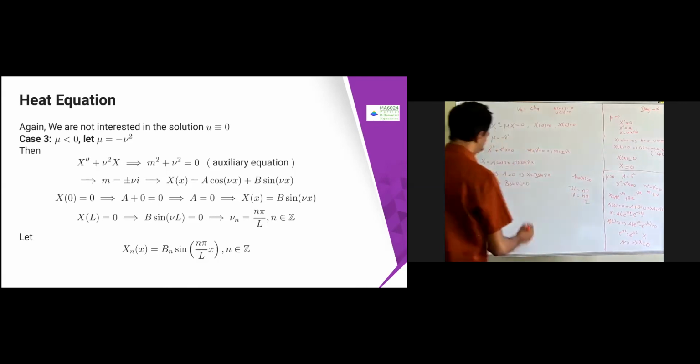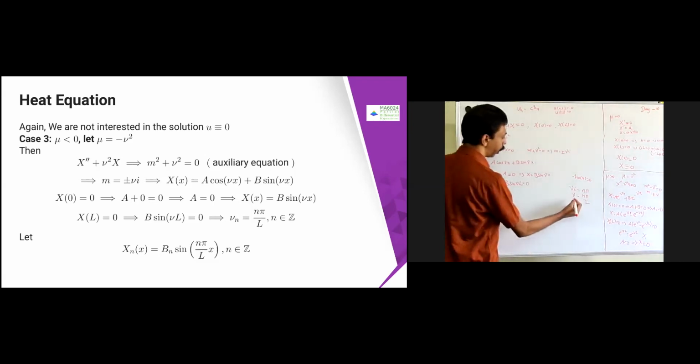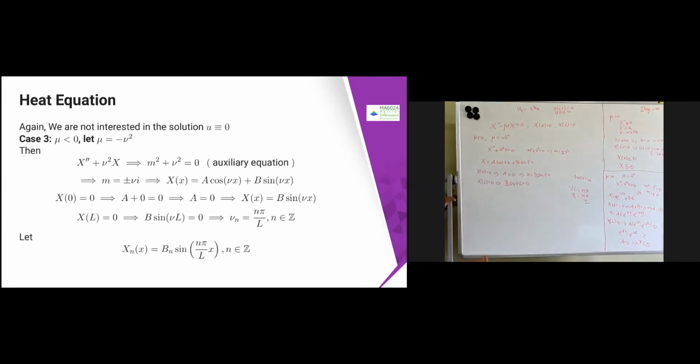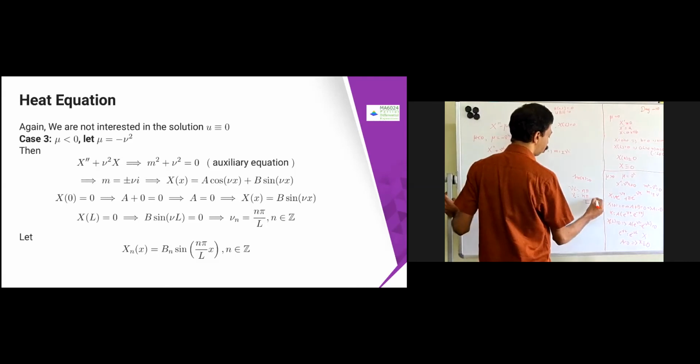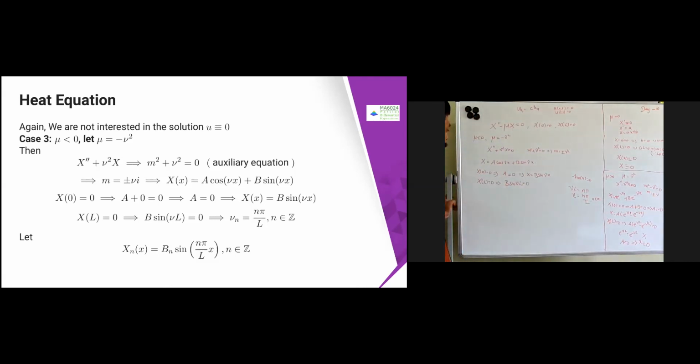What we are going to get is many mu's. Instead of mu, you are going to get mu n. I'm just going to denote it mu n because n is varying, so n belongs to z. So what we are going to get is that b.